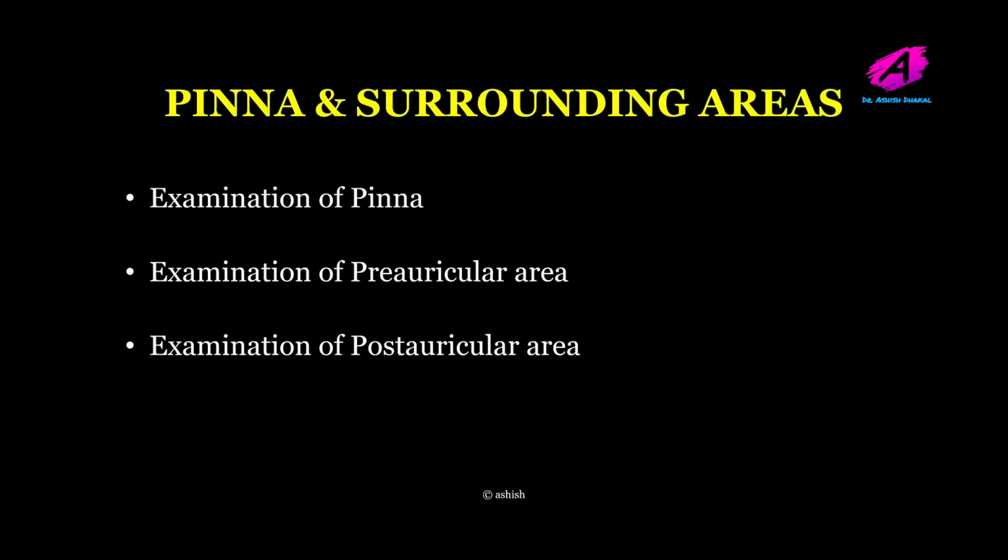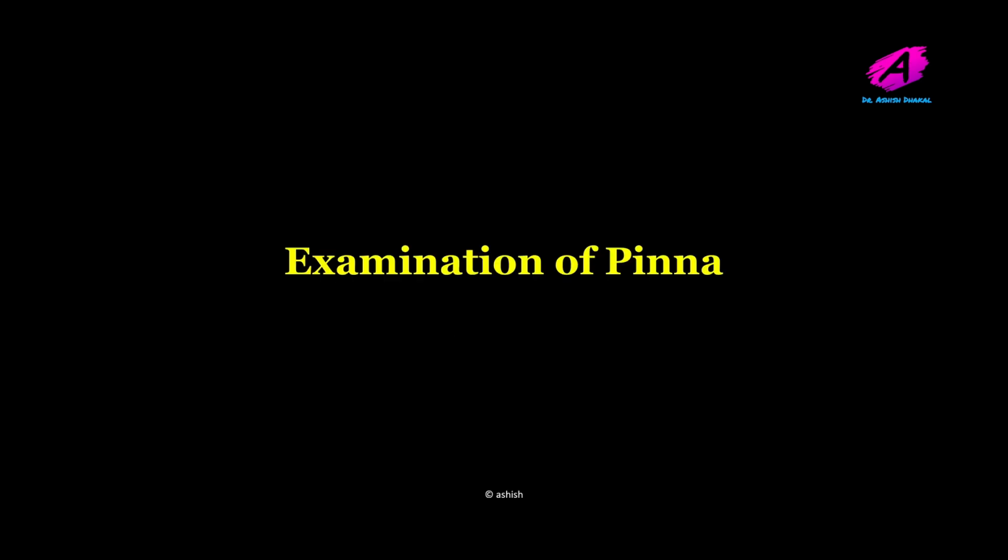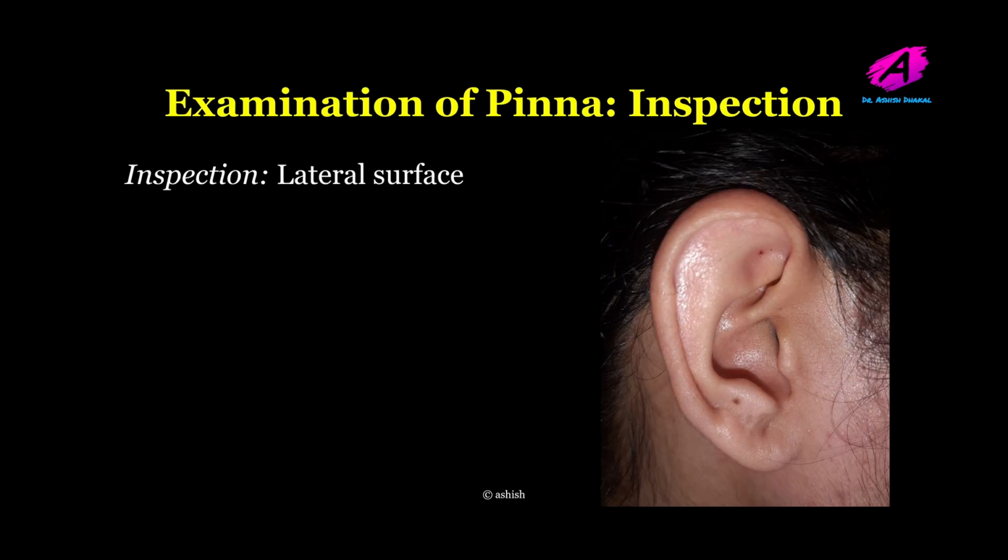So for examination of the pinna and surrounding areas, we will first examine the pinna, the preauricular area, and the postauricular area. The postauricular area will include the examination of the mastoid. So let's talk about examination of the pinna. First of all we have to look at it, and the inspectory findings we will see on the lateral surface.